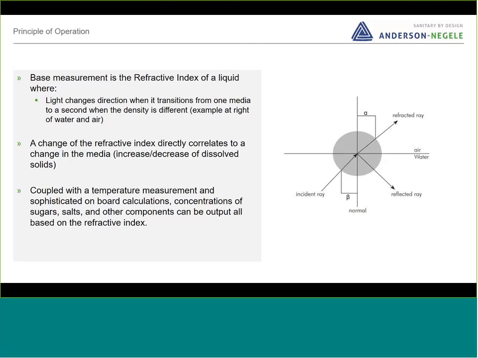Now we take the refractive index measurement, which is the deflection of the light as it passes through that difference, and we couple it with a temperature measurement within the sensor and some sophisticated calculations that are done on board. And what we can do is then calculate the concentration of sugars or salts or other components that are dissolved within that liquid. Keeping in mind that all those percent calculations or concentration calculations are still based on the refractive index, that measurement of the light change.